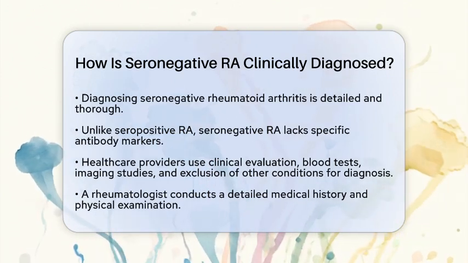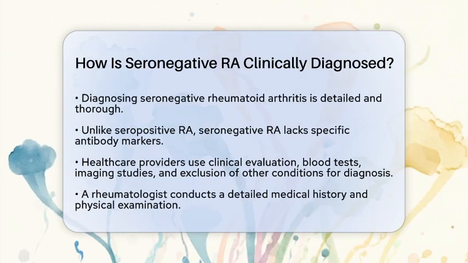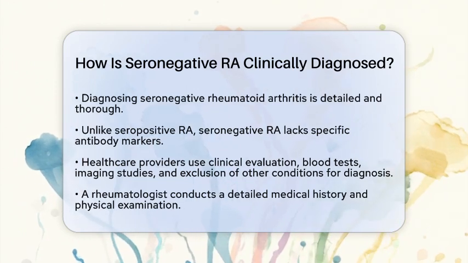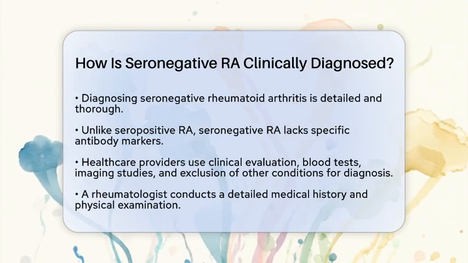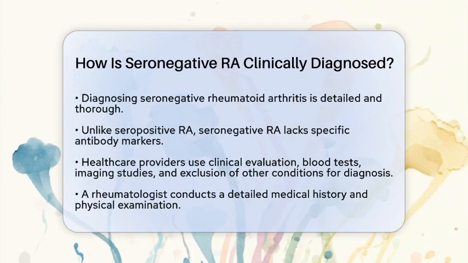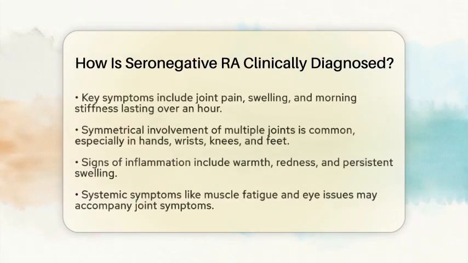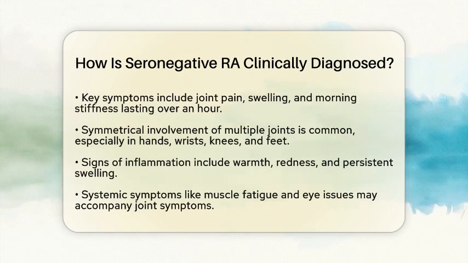Patients often report joint pain, swelling, and stiffness, particularly morning stiffness that lasts over an hour. It's also important to note if multiple joints are involved symmetrically, which is common in this type of arthritis. The joints most frequently affected include the hands, wrists, knees, elbows, ankles, hips, and feet.